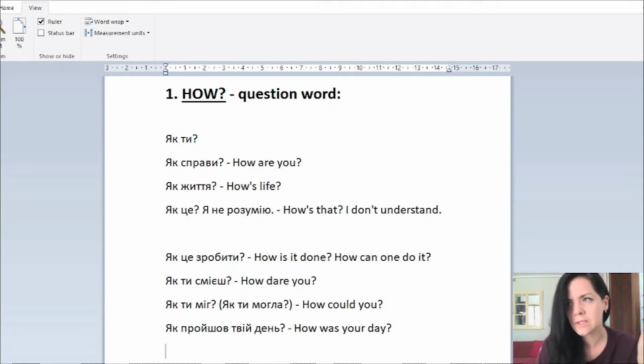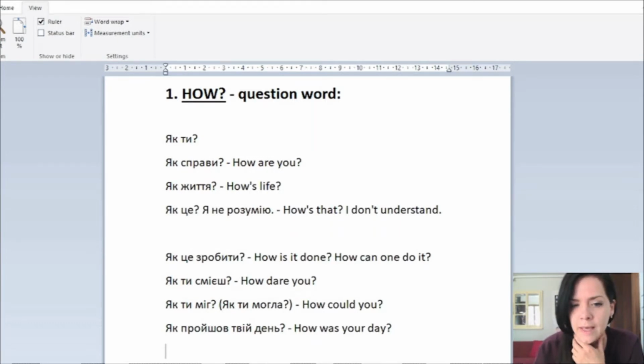So in English we say how is that? In Ukrainian, if we had to translate it literally, we would say how is this, right? Як це, because це means this. So як це? How's that? Я не розумію. I don't understand. Okay? Another instance. Як це зробити?